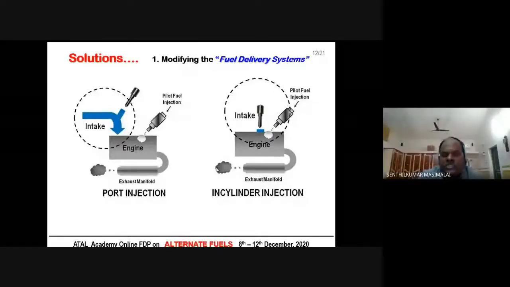So this is about direct injection of hydrogen. This direct injection of hydrogen inside the combustion chamber will completely eliminate the flashback or backfire. So this is under the fuel delivery system. By doing modifications in different places in the engine, we can minimize or eliminate pre-ignition and backfire. One of the solutions is modification in the fuel supply system. So I have shown you the possibilities for supplying hydrogen safely.